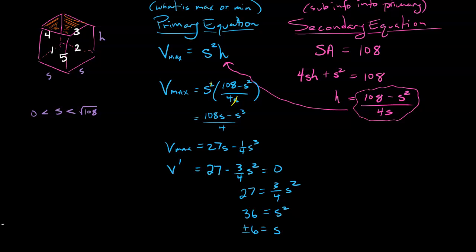And I get plus or minus 6. This is kind of why I was bringing up the domain. Negative numbers just flat out don't make sense because we're talking about the length of a side. So S equals 6 is our possible max or min.